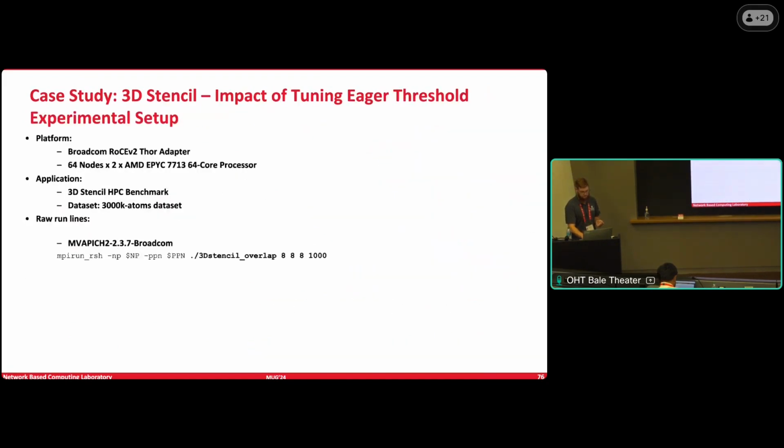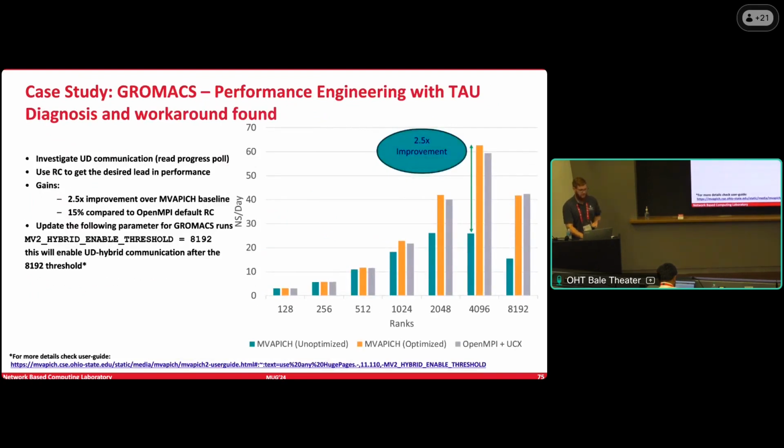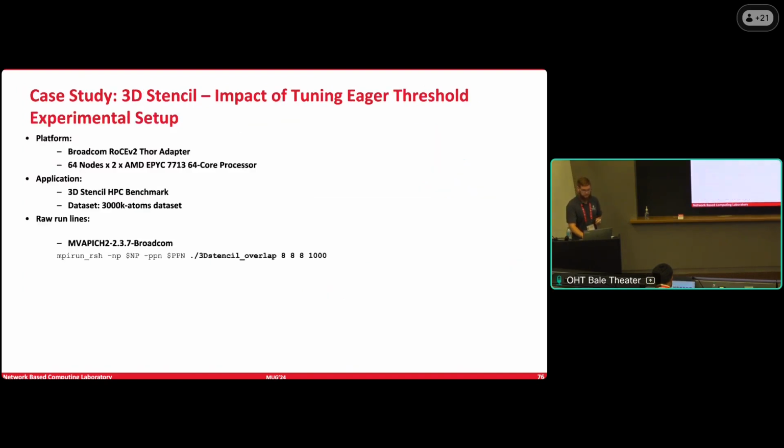What we noticed was that the performance was degrading when we started using the UD protocol. So for this application, we found that we could simply use RC all the way through by setting the hybrid communication threshold higher than the problem size that we were running. And by using RC protocol through the whole application, we were able to get much better performance. And as you can see, we saw about 2.5 times performance gain.